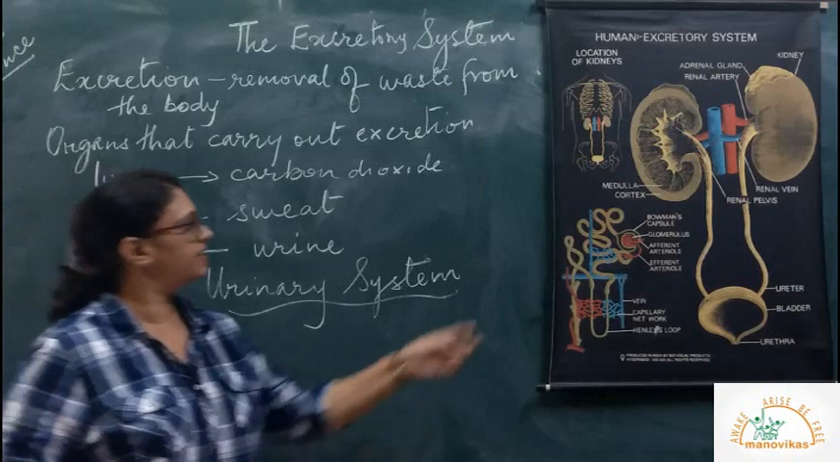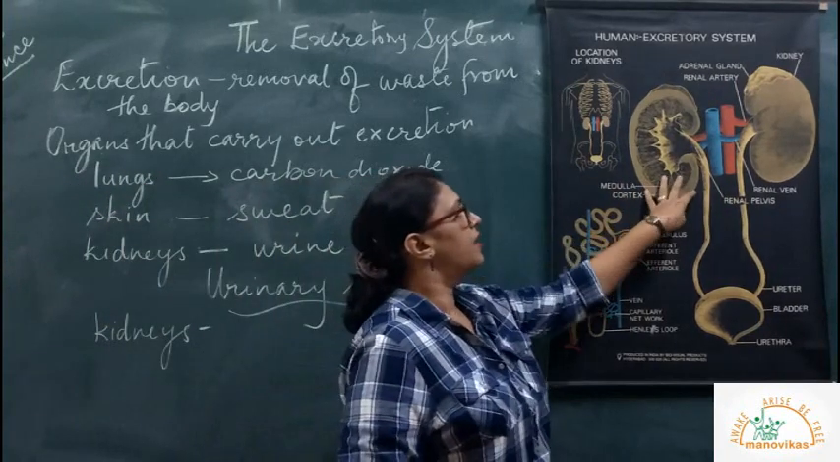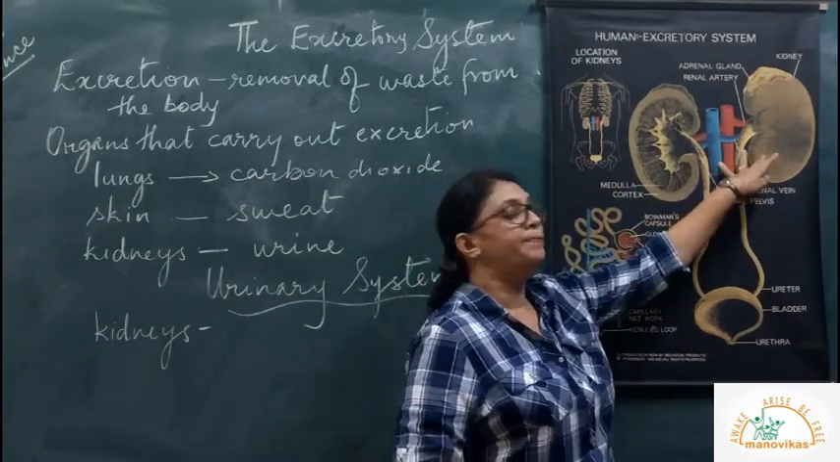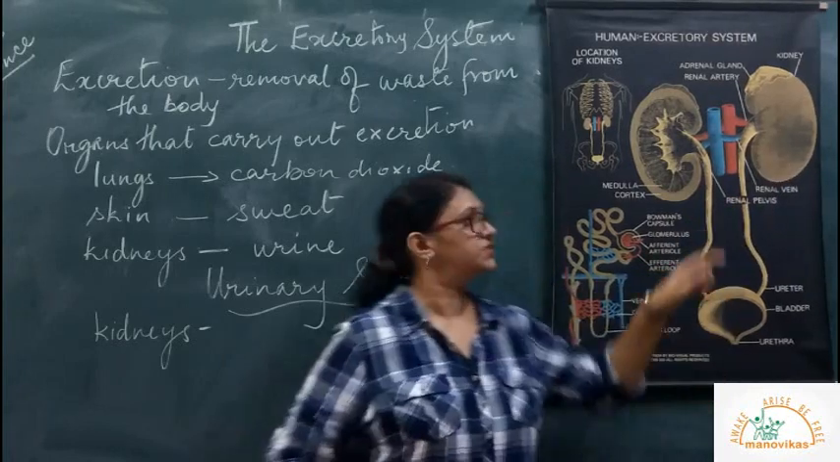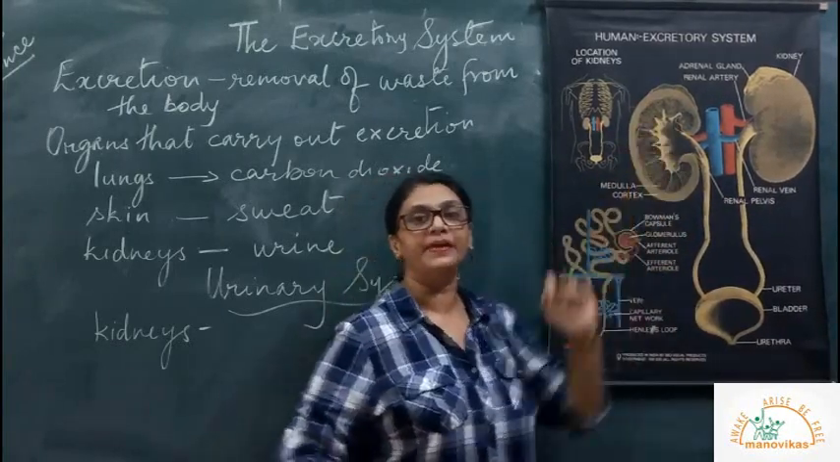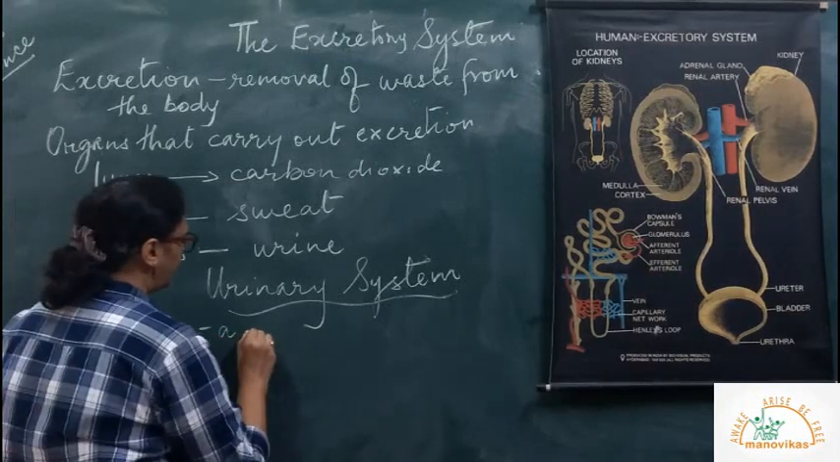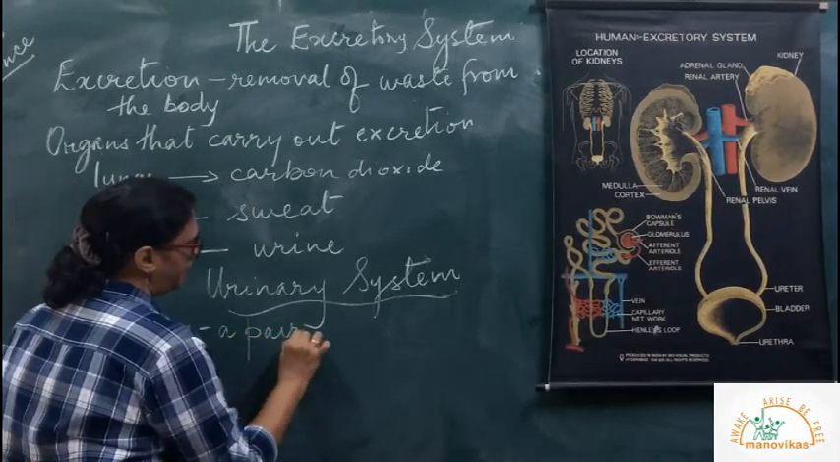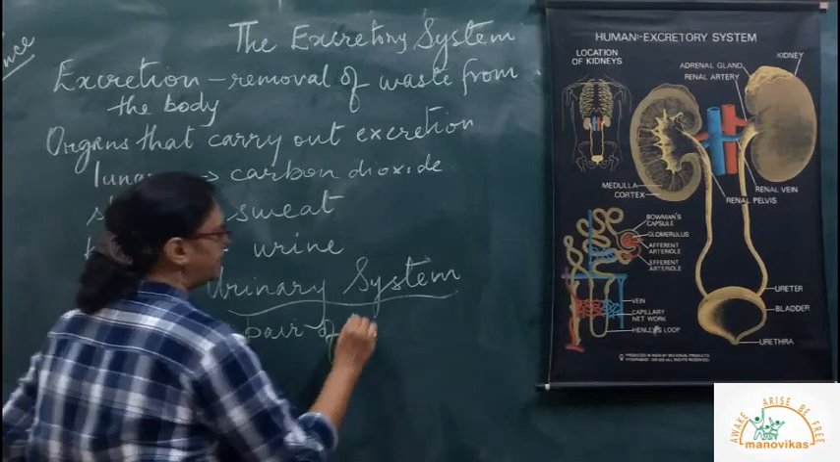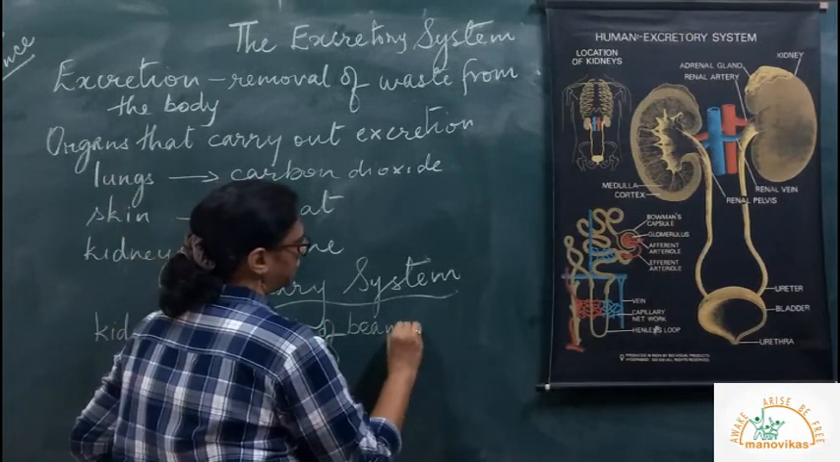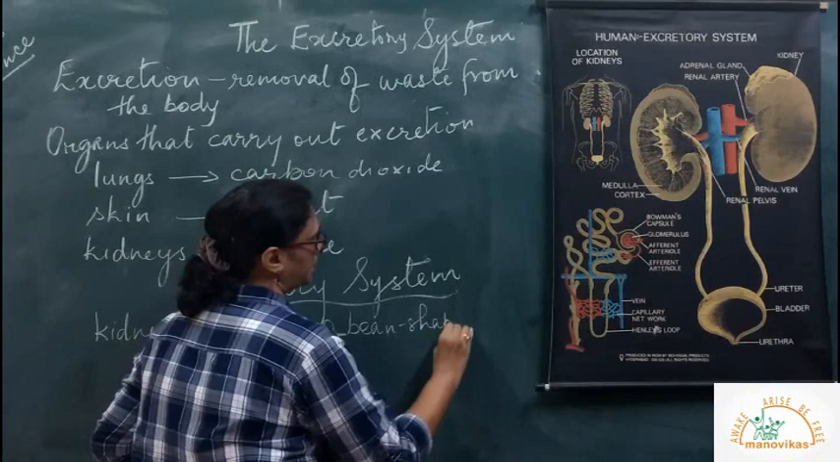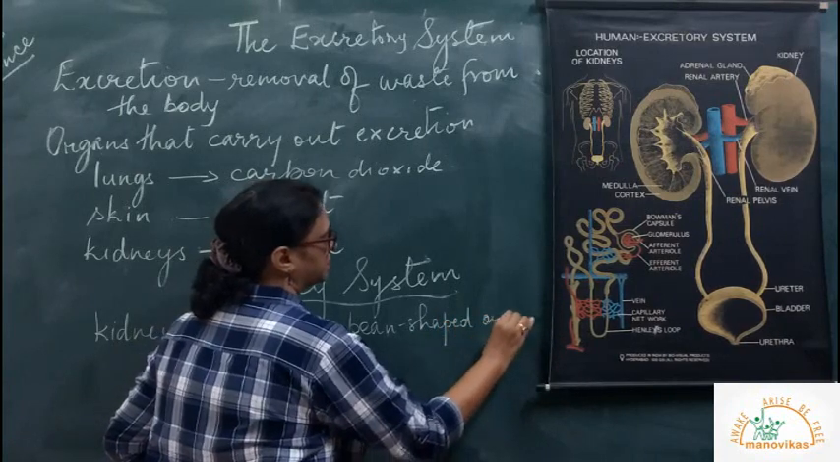Now, what are the kidneys? The kidneys are a pair of bean shaped organs. Can you see the shape? It looks like a bean. It consists of a pair of bean shaped organs.